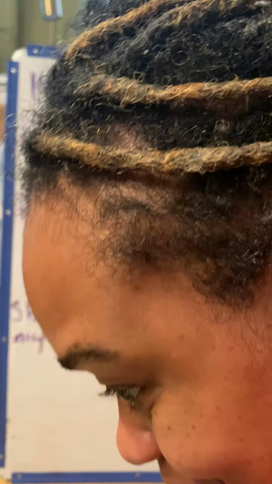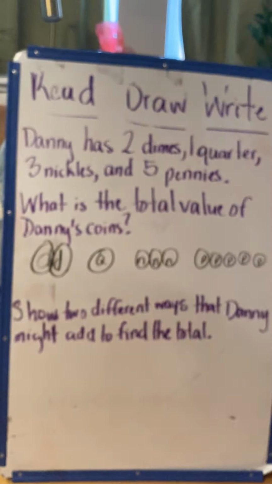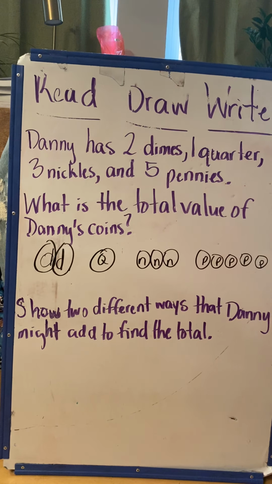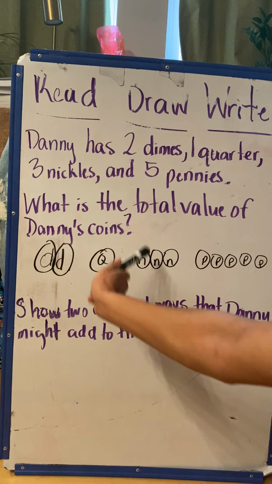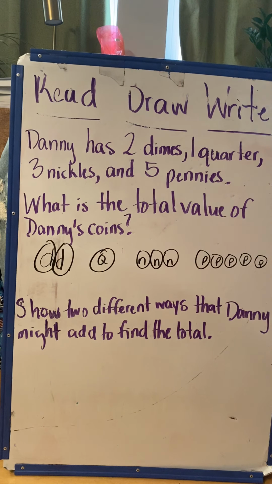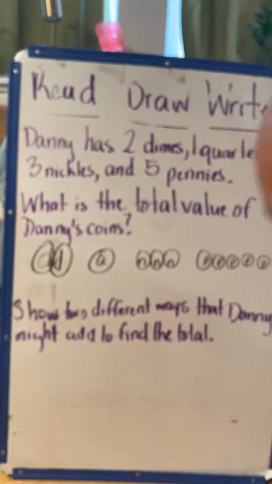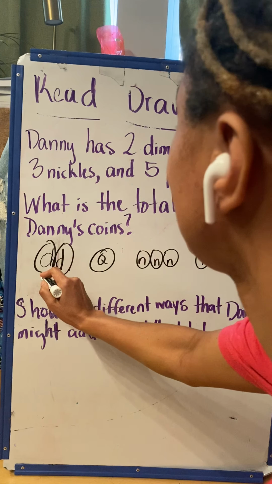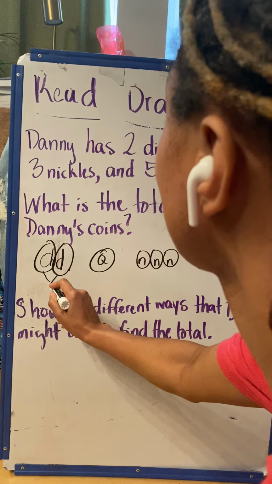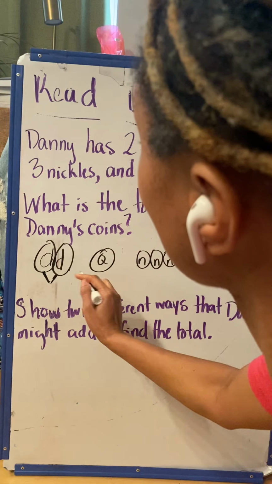All right. So now what I could do, I could organize my coins from the greatest value to the coin that has the least value, in which I would start with the quarter, then the dimes, and the nickels, and the pennies. I can also label the coins by writing the amount underneath, or I can add the coins together that are the same, that are alike.